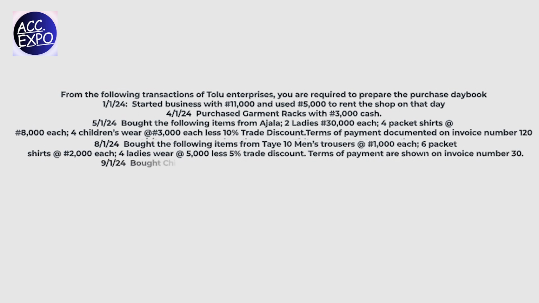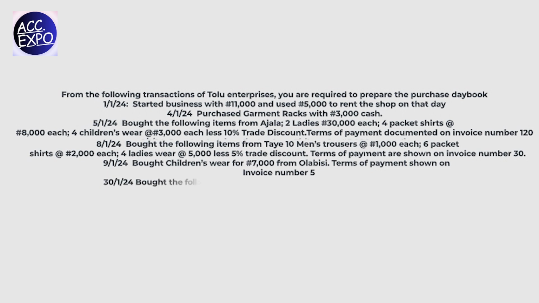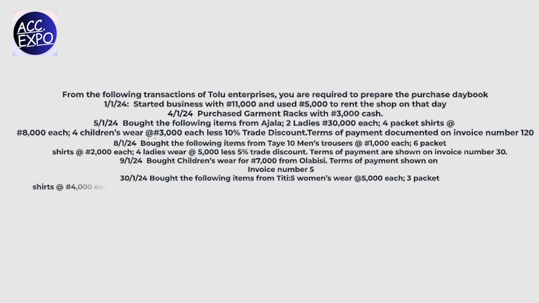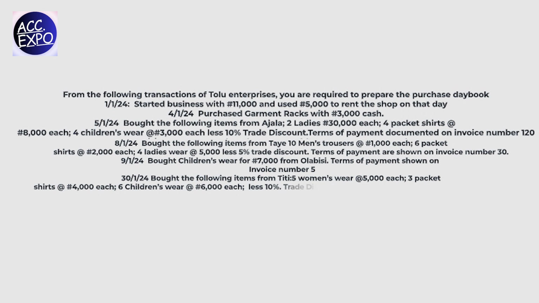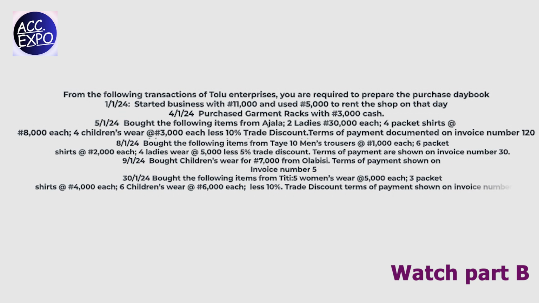The next transaction that took place was on the 9th of January when he bought children's wear, invoice number 5. Then the last transaction took place on the 30th of January when he bought the following items from Titi: 5 women's wear at 5,000 naira, 3 pocket shirts at 4,000 naira each, 6 children's wear at 6,000 naira each, less 10% trade discount. Terms and conditions of payment shown on invoice number 700.